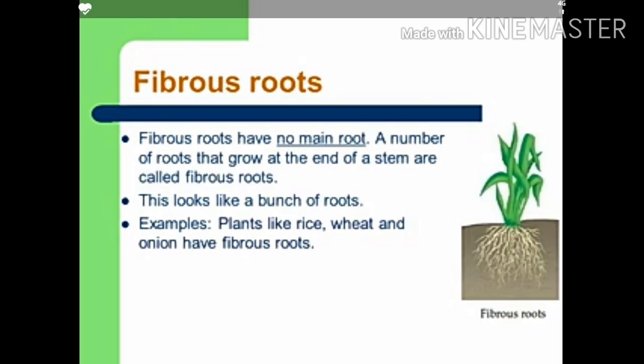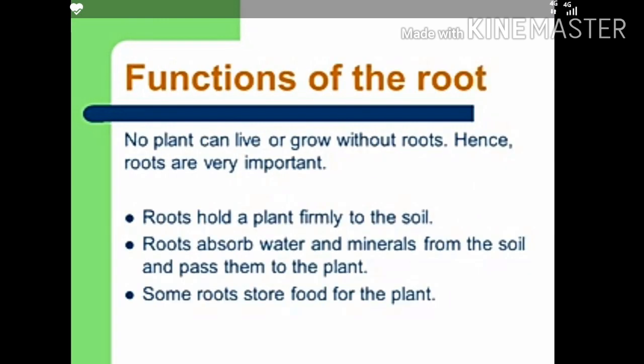Now, fibrous roots. Fibrous roots have no main root. A number of roots that grow at the end of a stem are called fibrous roots. They look like a bunch of roots. For example, plants like rice, wheat, and onion have fibrous roots.